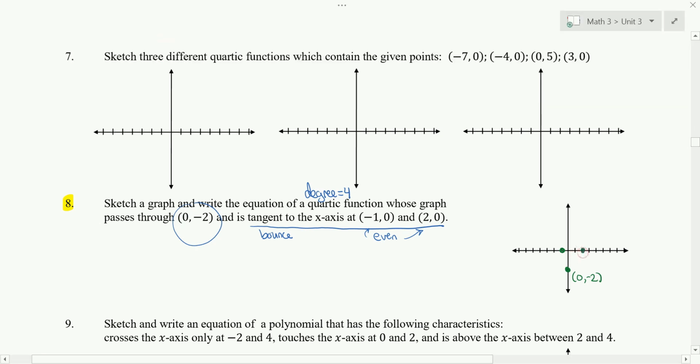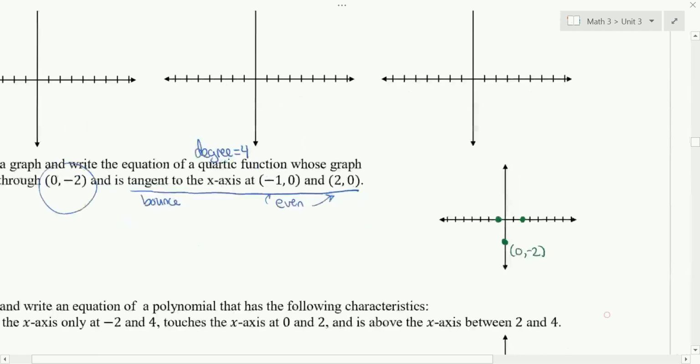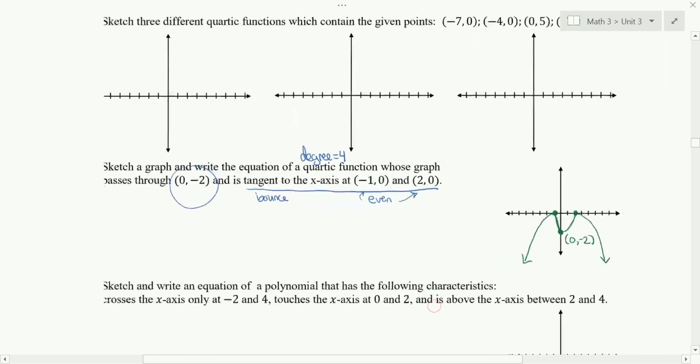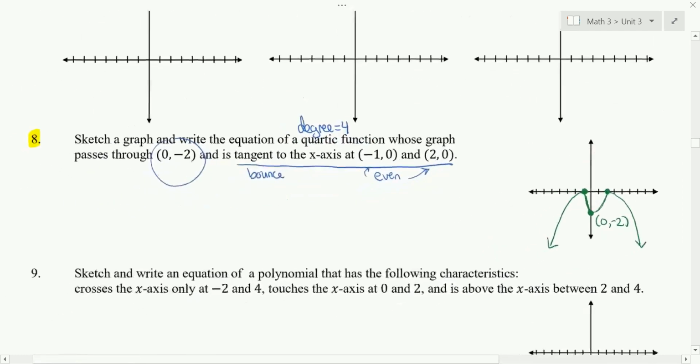Okay. And it's going to bounce at both those x-intercepts. So we know it has to go through the y-intercept, so I'm going to make this pass through the y-intercept to each of these points. But when it hits those points, it's tangent to them, which means it bounces back. So it's going to bounce that way and down to the left. So that's our graph. So we sketched the graph.